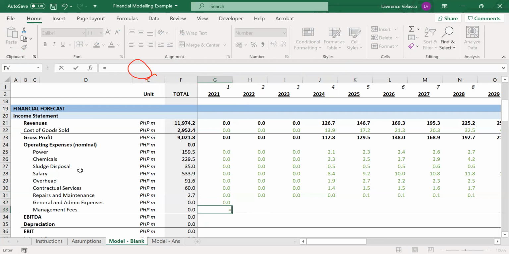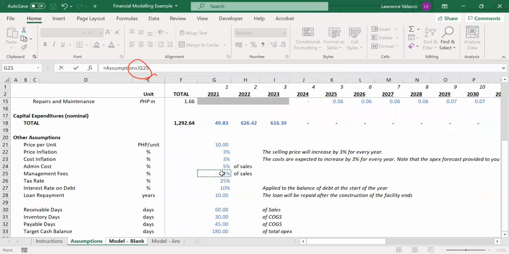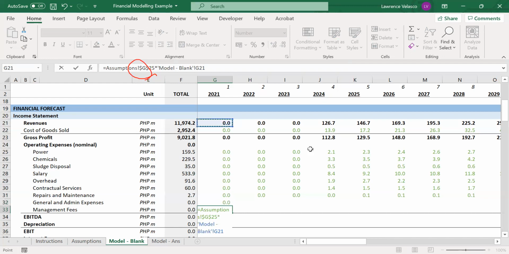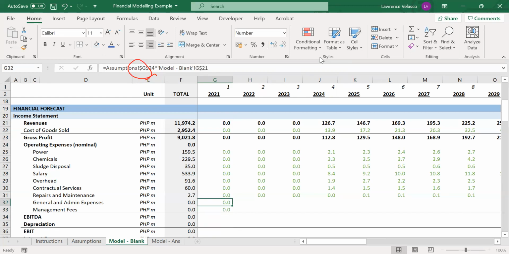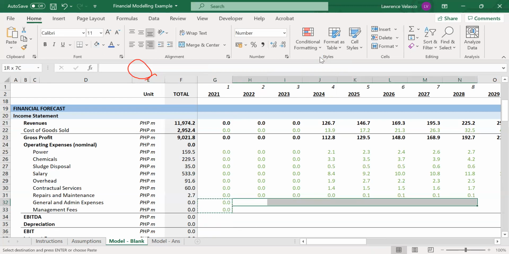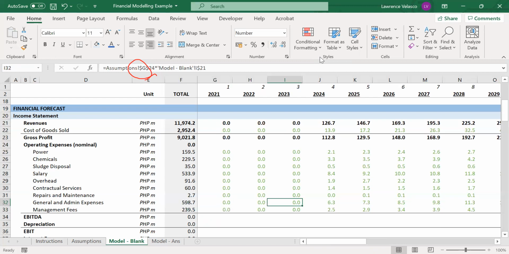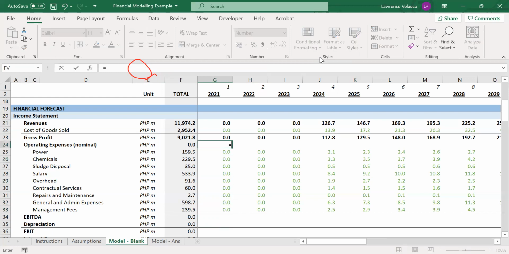Management fees, sabi, is 2% of sales, right? So fix it also times sales. And then you can also opt to fix the rows. Okay. And then you can copy it until the end. So yan na yung general admin expenses and management fees. You can now compute the Ebitda. Okay? How much is the Ebitda? Okay, yung OPEX, pwede pala natin gawa ng subtotal here.